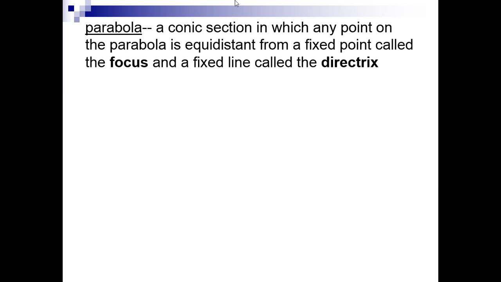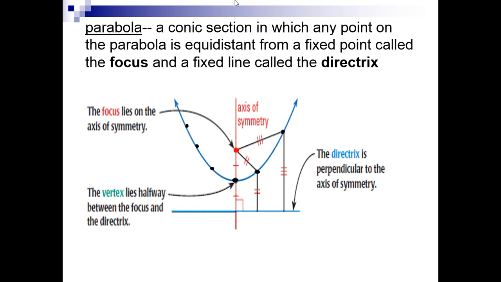So, first things first, a parabola. A parabola is a conic section in which any point on the parabola is equidistant from a fixed point called the focus and a fixed line called the directrix. Now, we haven't actually graphed in those recently, but up till now we're actually going to see what this is.